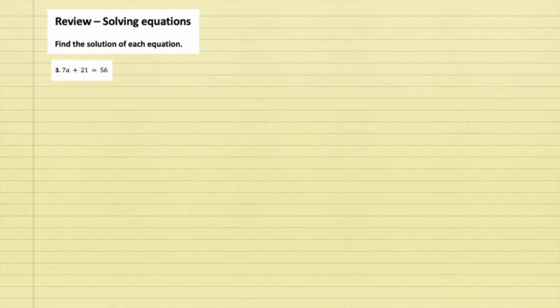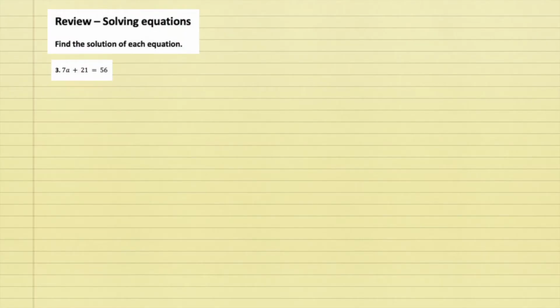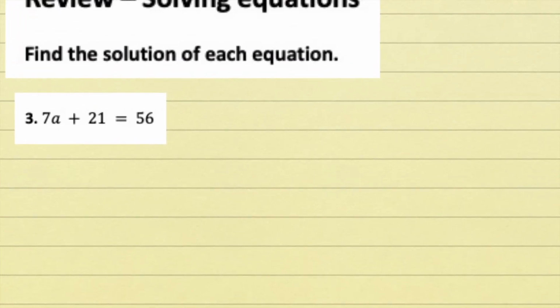All right, let's jump to the next one here. So we'll continue on with this pattern. On this particular problem, let me zoom in here. It's a little hard to see. Okay, so what we have here is 7a plus 21 equals 56. So we want to get rid of the 21 first, because remember, the order of operations says that we need to do the opposite operation.